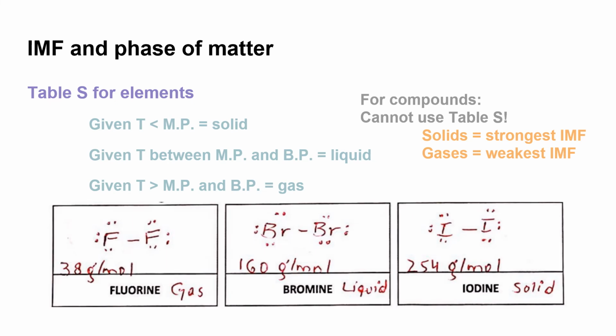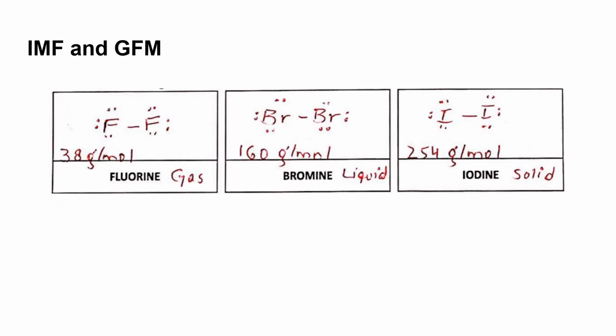We also did a little bit of practice with Table S by looking at fluorine, bromine, and iodine. If you just look at the melting point and boiling point of these three elements in Table S and compare that to room temperature, 298 Kelvin, fluorine turns out to be a gas, bromine is a liquid, and iodine is a solid.